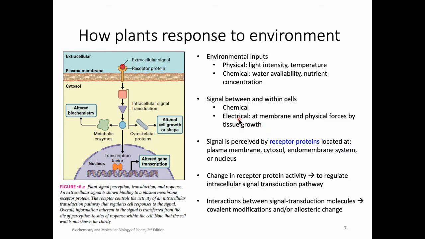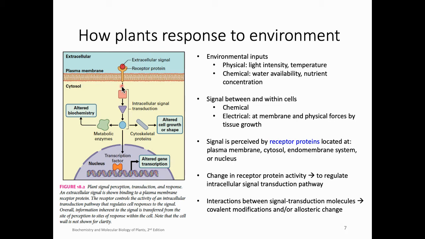Signals can be chemical and electrical as well. Electrical is more like a membrane potential. And this signal can be perceived by a receptor protein. Receptor proteins are usually present in the plasma membrane of the plant, like this one. The signal is the red dot, and the receptor protein can bind to the external signal. Once it is bound to a signal, the receptor will change its structure.